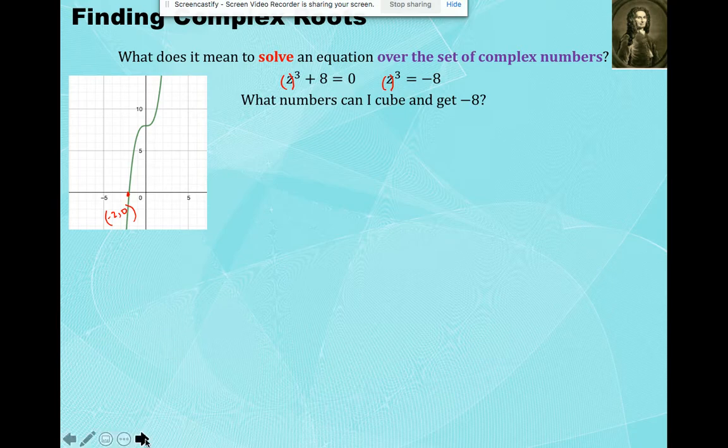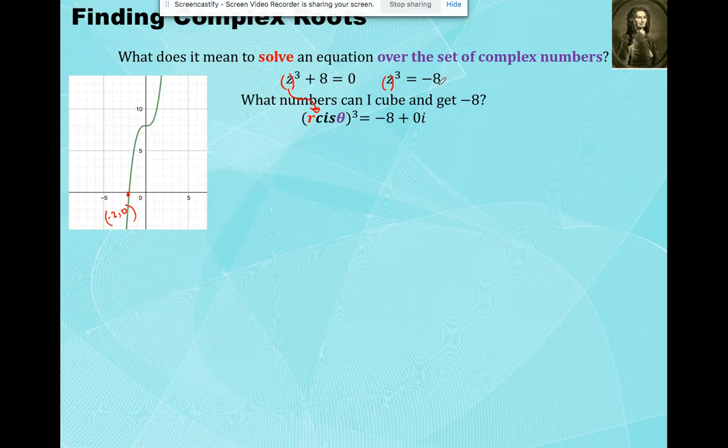What numbers can I cube and get -8? I don't know. And remember, I don't have long division. I don't know how to do this. I know how to get one real 0. I don't know how to get the others when I'm restricted to the real number plane. So I think I'm going to go to a different system. I thought about De Moivre and I started translating. z is also known as r cis theta.